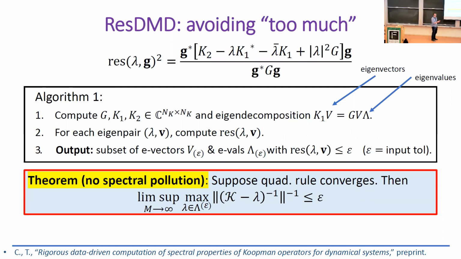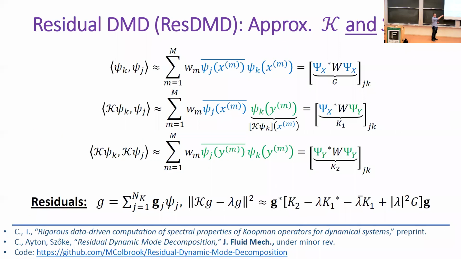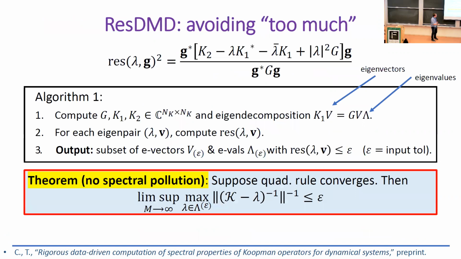You can make this into a theorem. So suppose that the quadrature rule converges, as you collect more and more data. Capital M, remember, is the number of data points we have in our snapshots. Then, in the large data limit, the output of this algorithm is guaranteed to be inside the epsilon pseudospectrum. That means that if you look at the reciprocal of the resolvent norm, it's bounded by epsilon. I'll define the pseudospectrum on the next slide, but you should just think of this as a way of measuring how close lambda is to the spectrum.